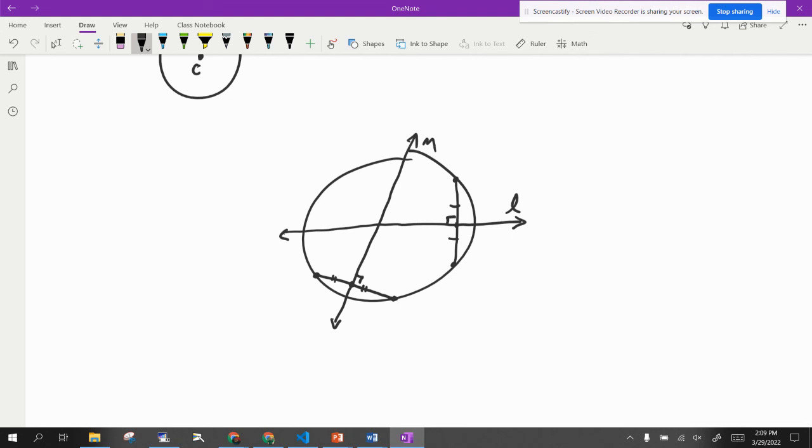So the center of the circle has been found. It has been reclaimed. How do you get it? Two chords, and their perpendicular bisectors. Mark where they intersect. That's the center of the circle. Okay, that's the center of the circle.